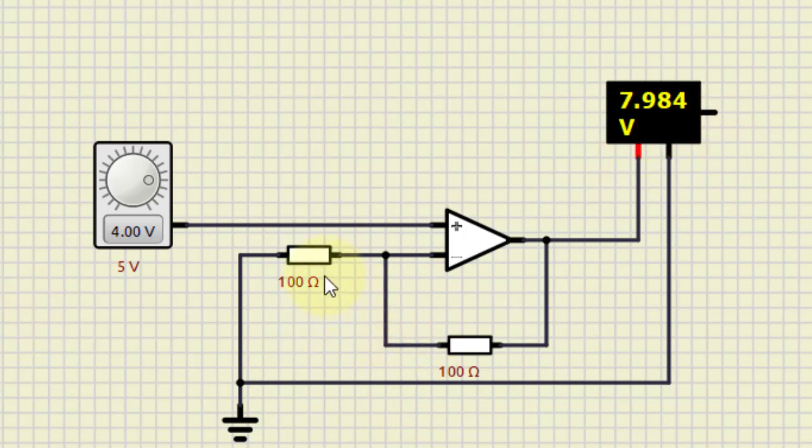We can even change the gain of the amplifier by just changing the value of the resistor. So if the feedback is 100 ohms, and if it becomes 200 ohms, then the gain of the amplifier will become 3. So we can actually change the gain by just changing the external resistors, that is RF and R1.